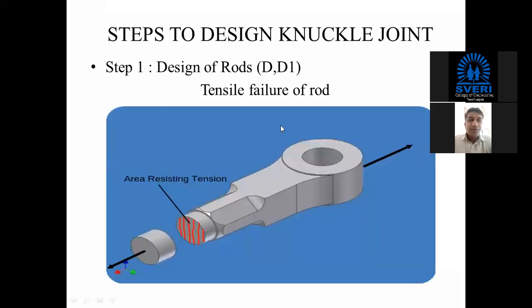Now, first of all, what we are going to do is calculate the dimension for the rod. We are going to consider that this rod will fail in tension. So a tensile load equal to P will be applied, and hence the shaded area is the area which is resisting the tensile force. So we have to consider the tensile stress, sigma T, which will get induced in that rod.